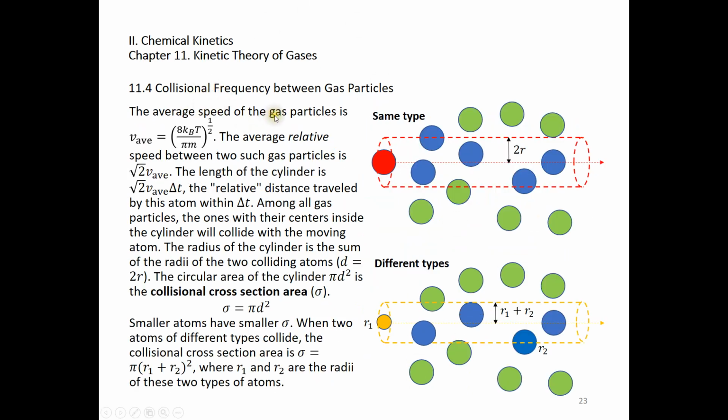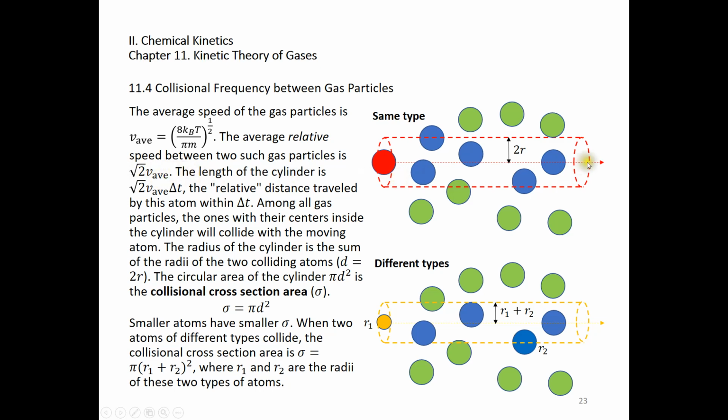The average speed of a gas particle is the square root of 8kT over pi m. We derived this in Section 2. The average relative speed between two such particles is different. Assuming both particles are moving, they can move toward each other, move away from each other, or be at an orthogonal angle, 90 degrees. So on average, if we integrate over all possible probabilities, the relative speed between two particles is the square root of 2 times the average speed.